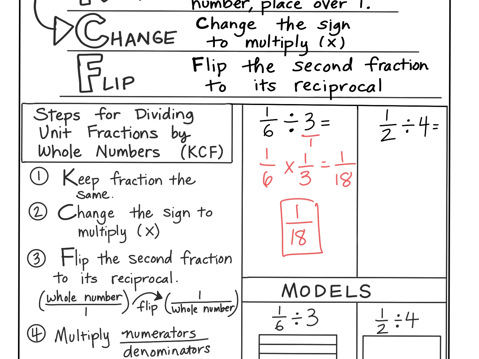Okay, let's do another one. 1/2 divided by 4. I'm going to change. I have to put my 4 over 1 to make it fraction form, and I'm now going to flip that so that it says 1/4. Multiply straight across. Numerator times numerator is 1. Denominator times denominator is 8. So my final answer is already in simplest form. It is 1/8.